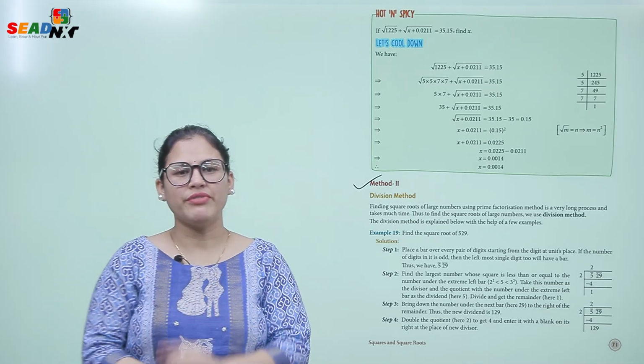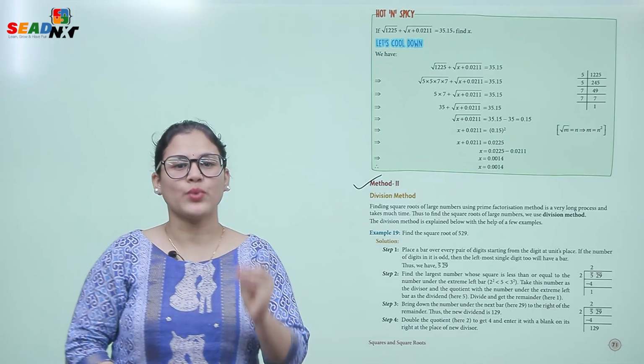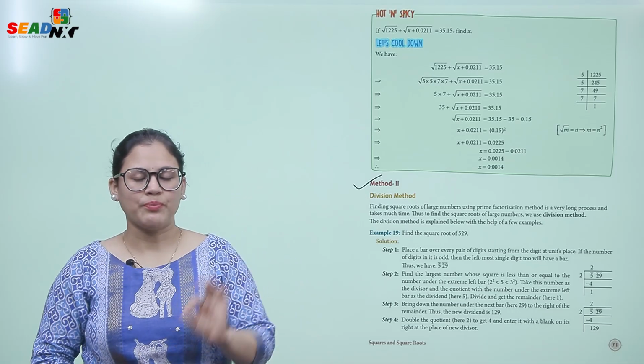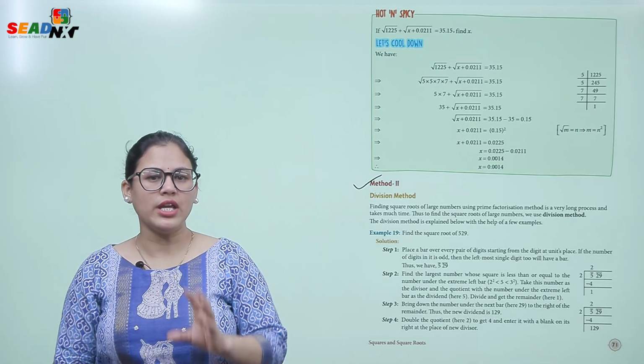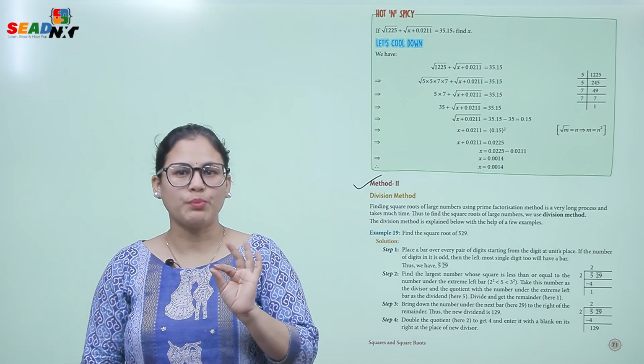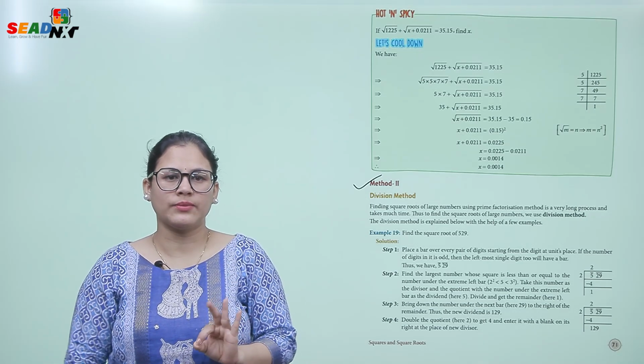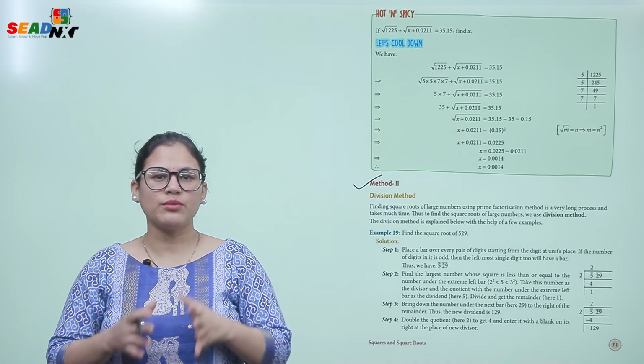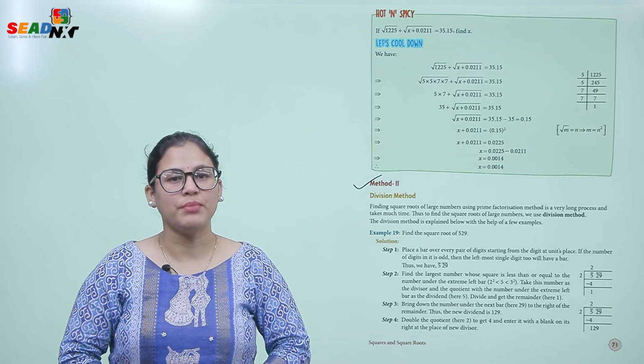We have that example: find the square root of 529. Step 1. Place a bar over every pair of digits starting from the digit at the units place. If the number of digits in it is odd, then the leftmost single digit too will have a bar.